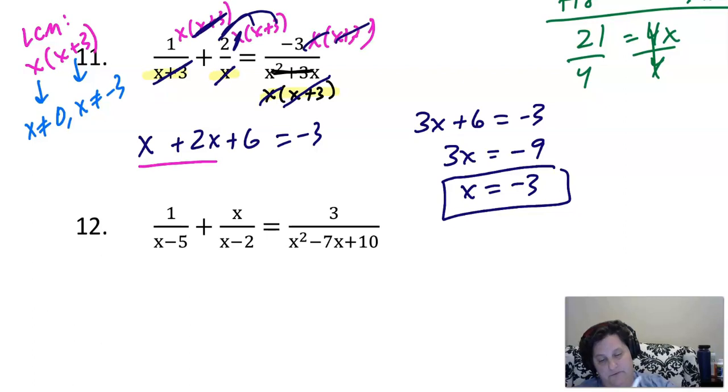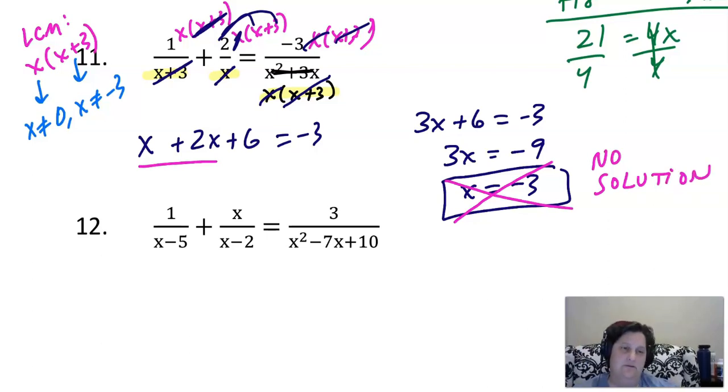So, put all this back. All right, so I got x equals negative 3, which is no good. So this actually has no solution. Okay, it doesn't have any because the only solution I got was an extraneous solution.